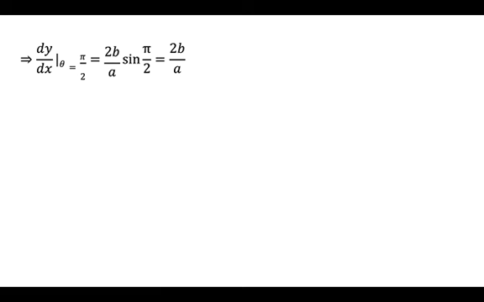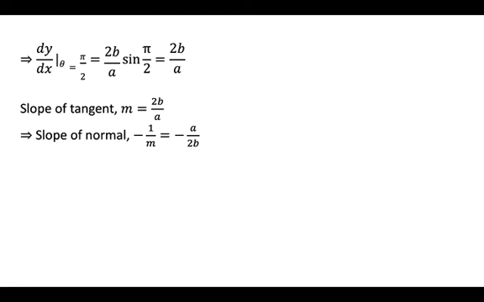Now slope of tangent m at theta equal to pi by 2 equal to 2b upon a into sin pi by 2 equal to 2b upon a. And now slope of normal is negative reciprocal of m, and that is minus 1 upon m. So slope of normal is minus 1 upon 2b upon a, and it is minus a upon 2b.